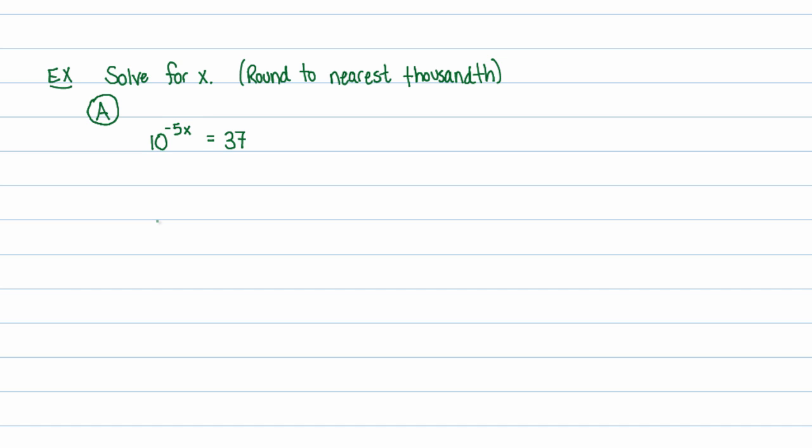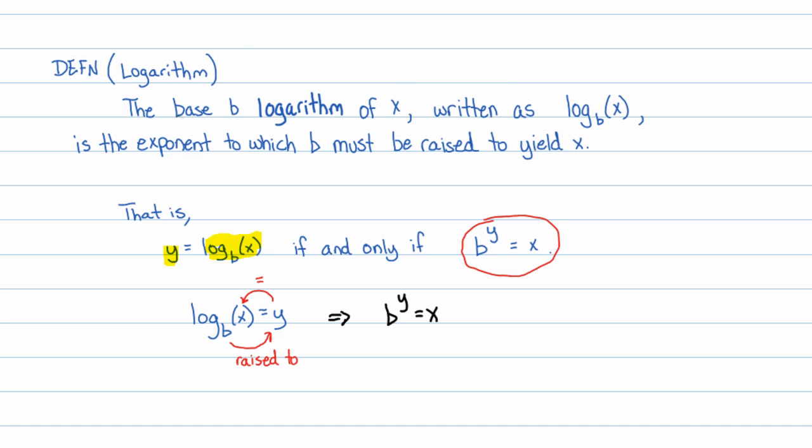So we're going to solve the equation 10 raised to the negative 5x power is equal to 37. Now, prior to solving this, I want to remind you of the definition of a logarithm. The base b logarithm of x is just the exponent to which b must be raised to yield x. Again, I never memorize anything around that language. I just worry about the notation.